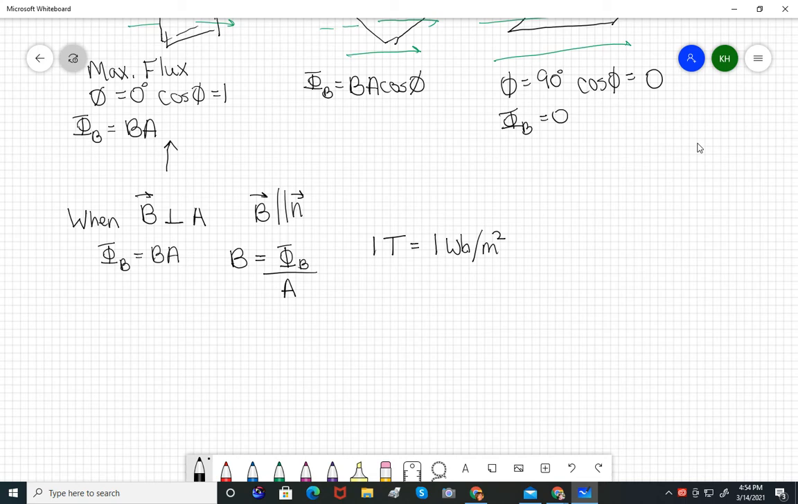Because of that, sometimes B, which we've been calling the magnetic field strength, is called the flux density. So that would actually be the magnetic flux density because it's giving you the number of Webers per square meter.